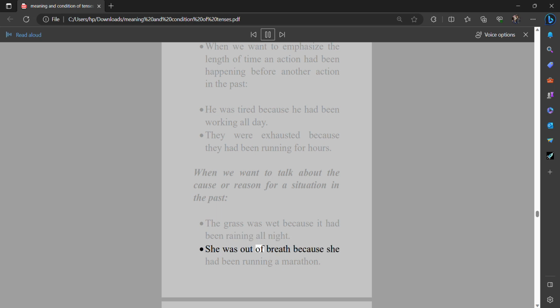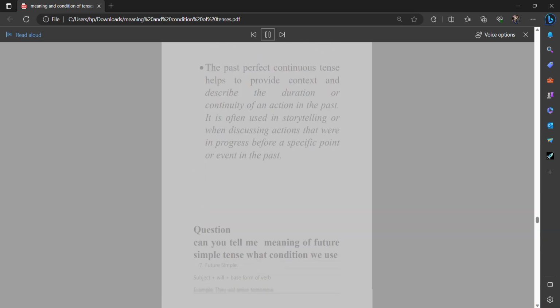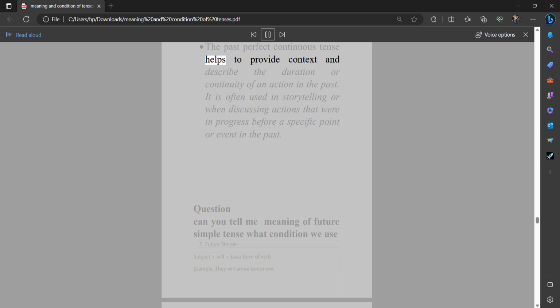She was out of breath because she had been running a marathon. The past perfect continuous tense helps to provide context and describe the duration or continuity of an action in the past. It is often used in storytelling or when discussing actions that were in progress before a specific point or event in the past. Question: Can you tell me meaning of future simple tense?